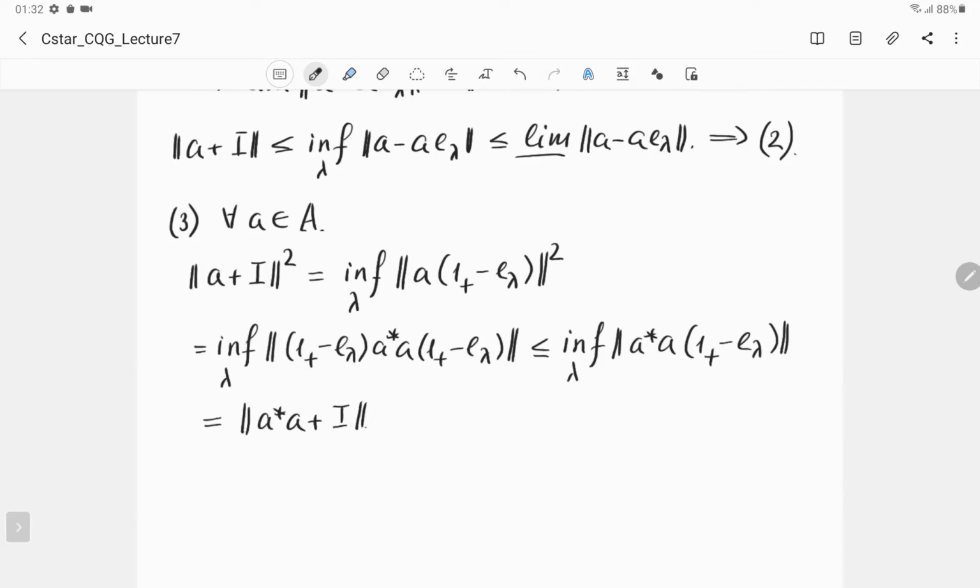And that's it. So we have shown that in our algebra, in our quotient of A modulo I, the norm of A squared is less than or equal to the norm of A star A. And we have already observed that this inequality is actually equivalent to the C-star axiom. So the quotient is a C-star algebra. Okay, so this completes the proof.